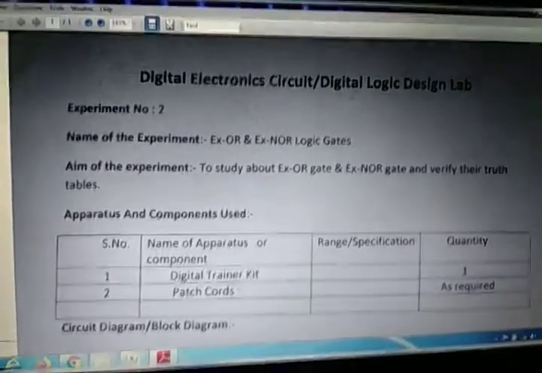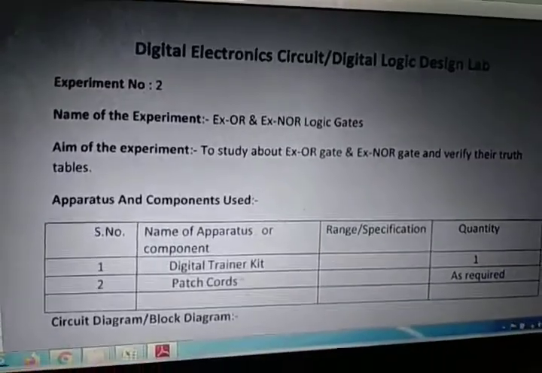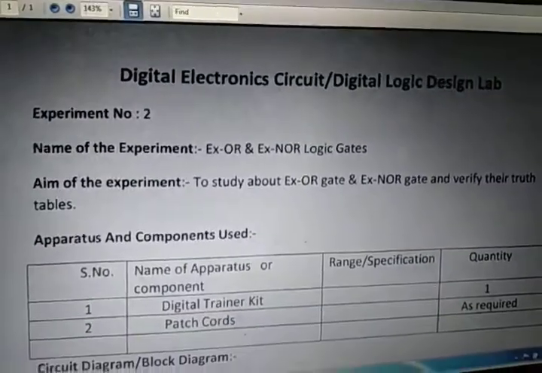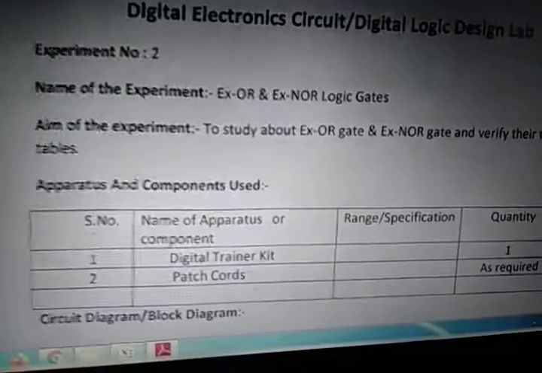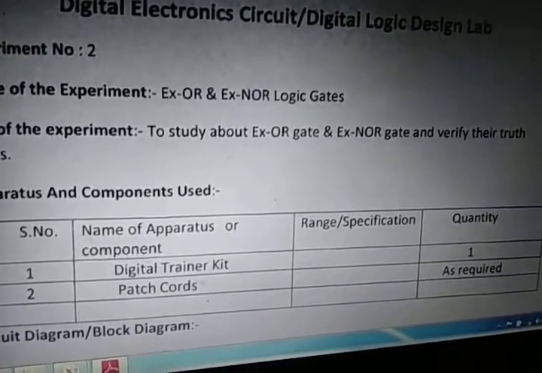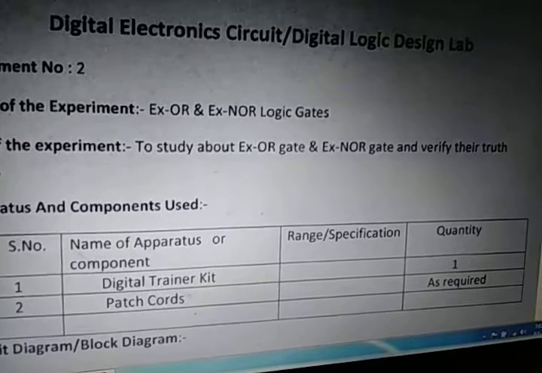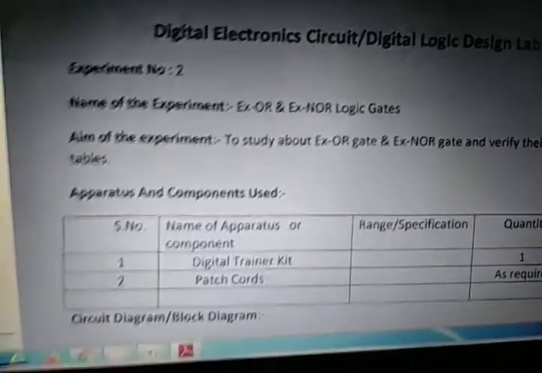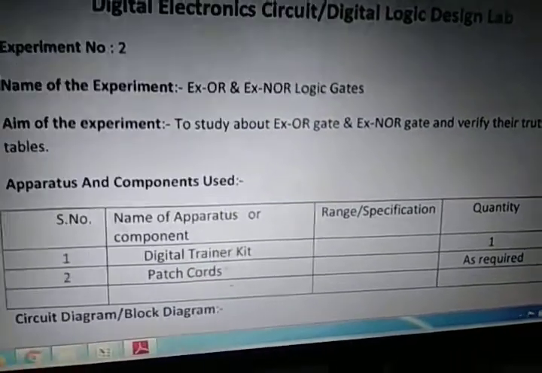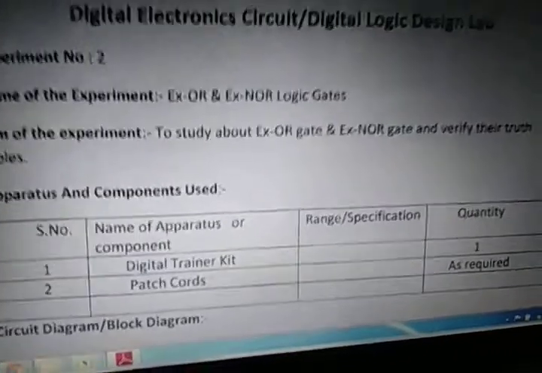So what is XOR gate? First we'll look over it. XOR gate is a two input gate which has two input ports and one output port. It is a gate in which output is high when the two inputs are unequal and output is low when the two inputs are equal.